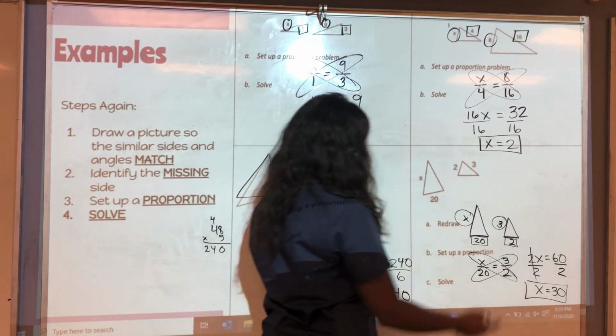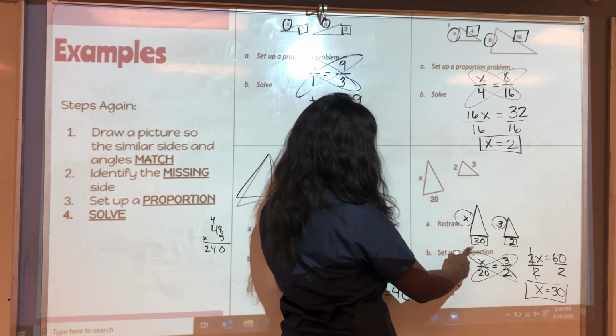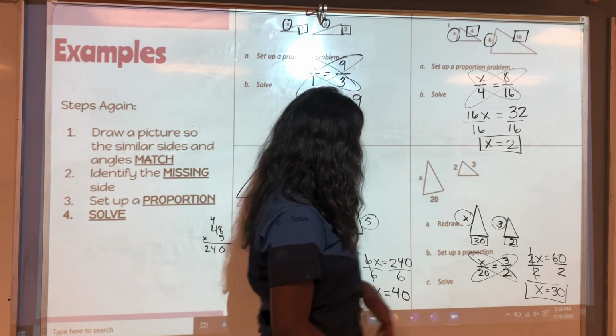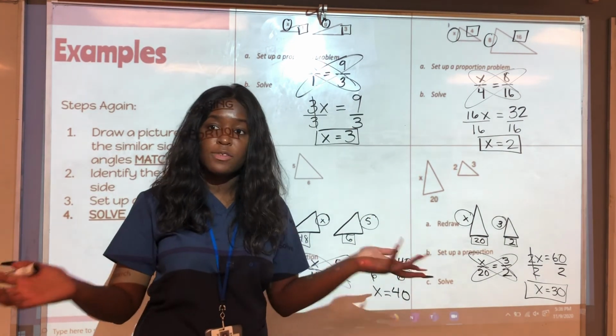And that kind of makes sense because this is 2 and this is 20. We just added a 0. So up here, this is 3. That will make sense for this to be 30. And that is how you solve similar figures.